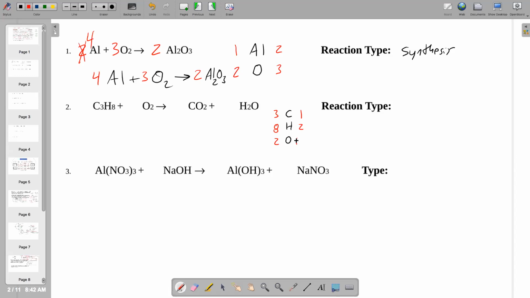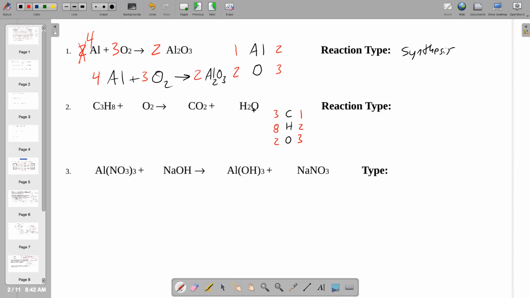I'm sorry, this is 3, because there's 2 oxygens here and 1 there. In this case, carbon is evenly divisible by 3. These 2 hydrogens are evenly divisible into 8. But this oxygen, see how you've got the 2 and the 3? There's 2 oxygens on the left, but there's 3 on the right. You want to deal with that oxygen first.